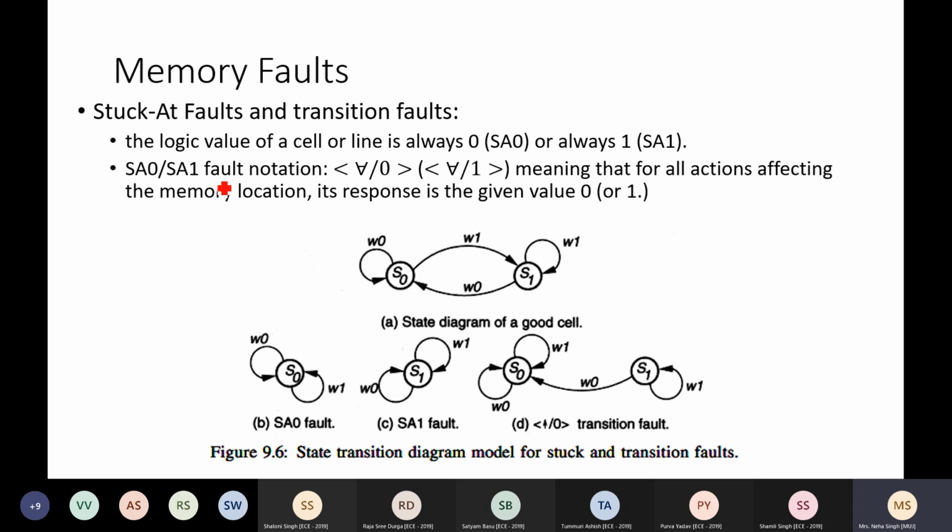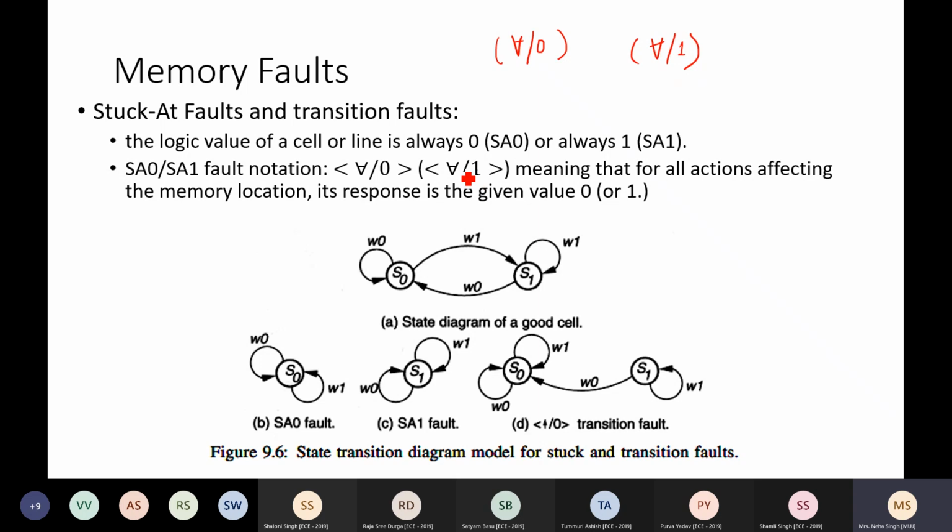The notation now will be represented like this. For all, this symbol means for all conditions, the value is 0. This is stuck at 0 fault. Similarly, for all conditions, the value of the memory is always 1. This is stuck at 1 fault.